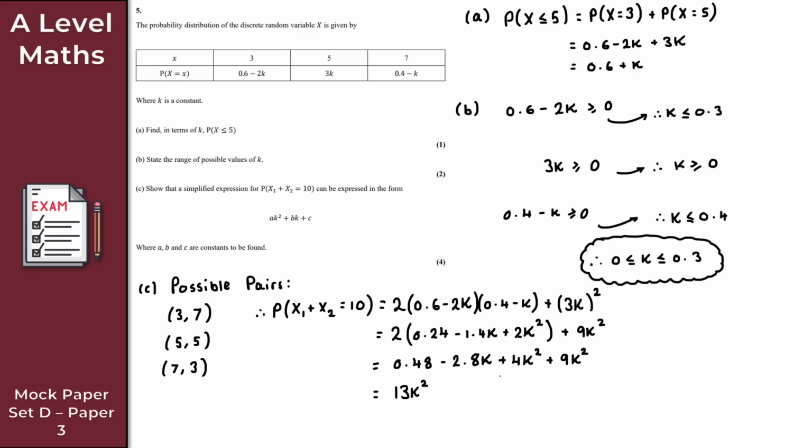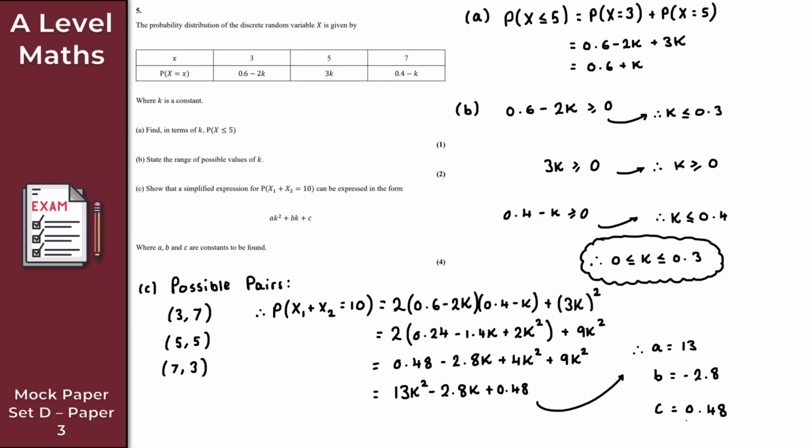I've got a minus 2.8k. There's nothing else that we can do with that, so it's simply minus 2.8k, right? And then finally here, 0.48. Again, I can't do anything with that, so it's simply 0.48. Okay. And there we go. So to finish with here, let's state the values of A, B, and C. For A, that's 13. For B, that is minus 2.8. And then for C here, that is 0.48.